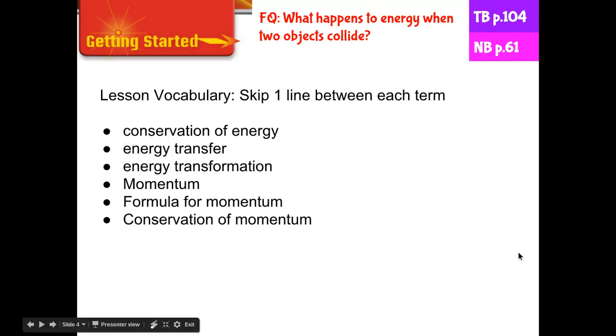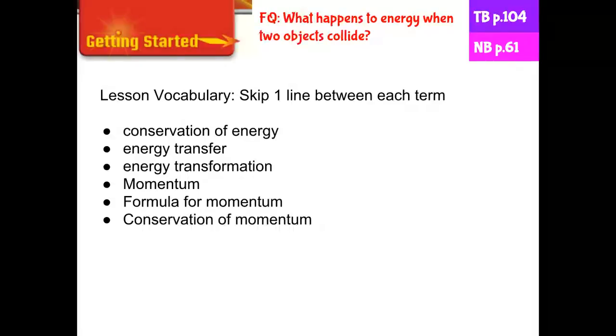You have 6 different vocabulary words to add on your vocab page, which is your notebook page 61. You need to skip a line between each of them. The vocab words are conservation of energy, energy transfer, energy transformation, momentum, formula for momentum, and conservation of momentum. All of those vocabulary words are your responsibility to write your definitions as you're working on them and include any diagrams or pictures that you would find helpful.